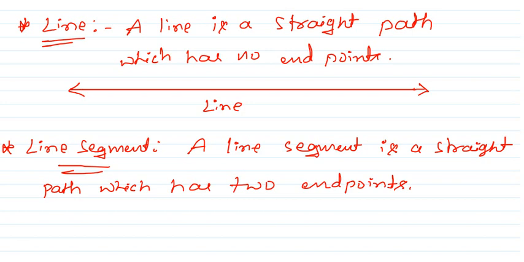See here, there is no arrow mark, right? So this is the starting point. This is the beginning point, right? And this is the end point. Clear? This is called a line segment. A line segment is a straight path which has two end points.